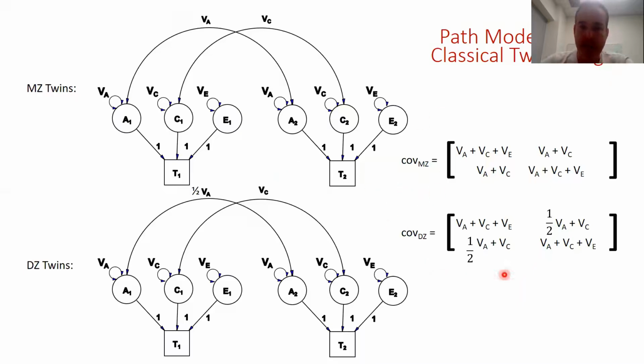On the right-hand side of the slide, you've got the variance covariance matrix both for MZ and DZ twins, and you could derive easily the expected variance and covariance using your path tracing rules that you learned earlier on in the course. So that's the situation with just the generic classical twin design.